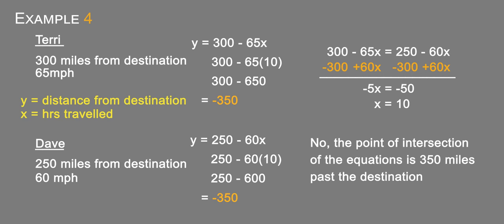So again, we were asked to write equations for both Terry's trip, with y being the distance from Grandma's Thanksgiving dinner, and Dave's trip. And then we determined that their point of intersection, the equations do intersect, the lines do intersect, but it's well past Grandma's house. So if they end up meeting each other, they drove way too far.